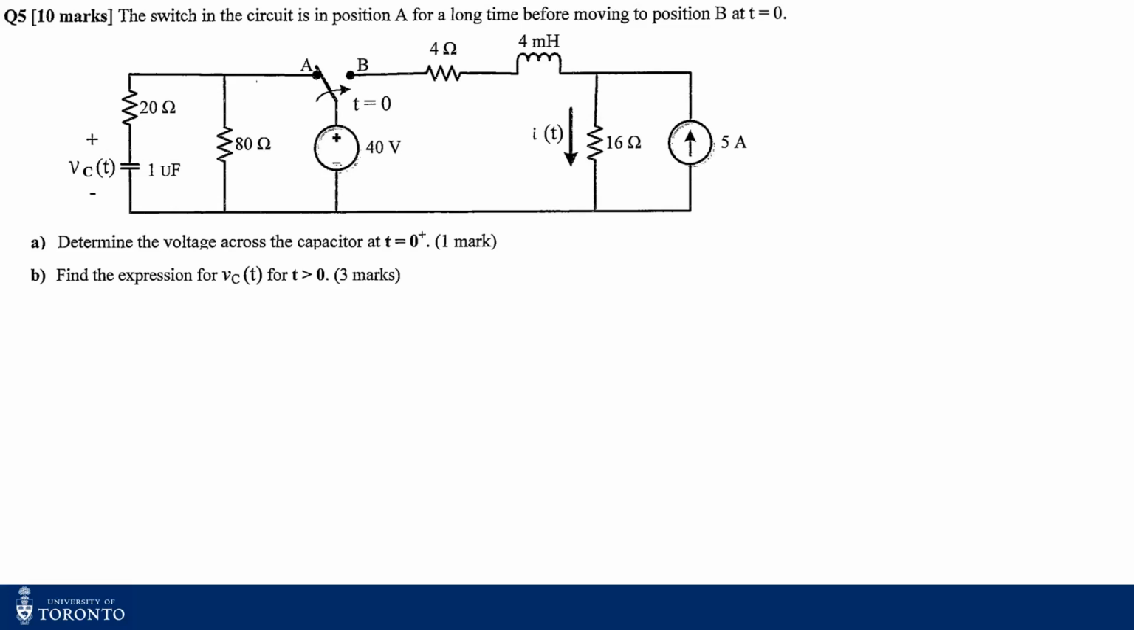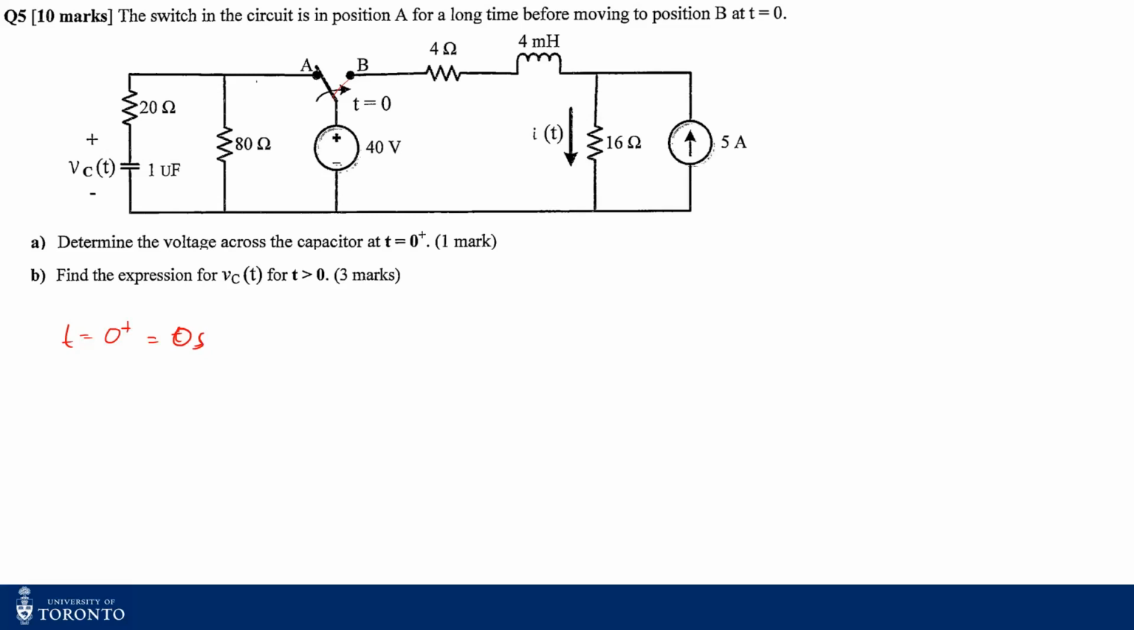Before time 0, no current is flowing through the inductor because the circuit through the inductor is open. You see across the switch it's open. All right. So now we have to find out the voltage across the capacitor at 0 plus, that means just when the switch moves from A to B. We know that the voltage across the capacitor cannot change immediately. So the voltage just after the switch moves from A to B is the same as the voltage at 0 seconds.